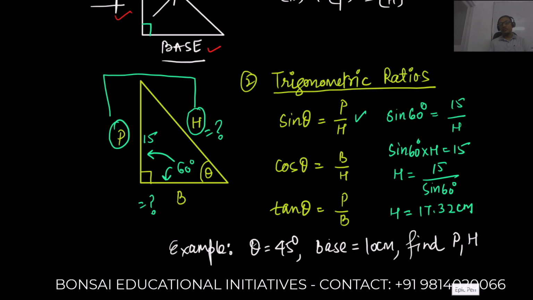Trigonometric ratios help us when we have one angle and one side, or two sides given and an angle is missing. In that sense, we can use trigonometric ratios.